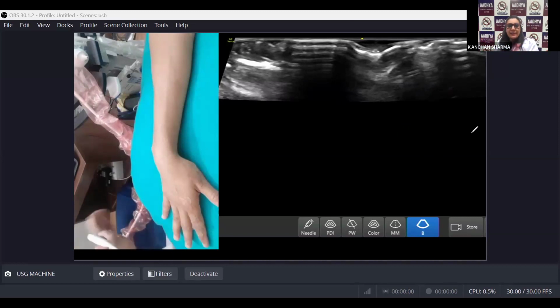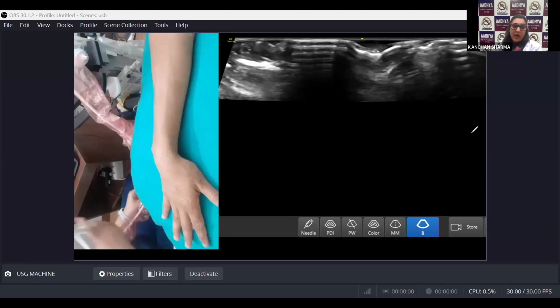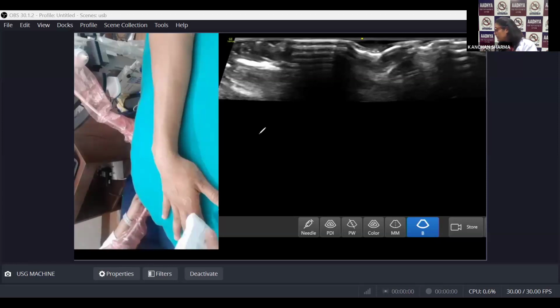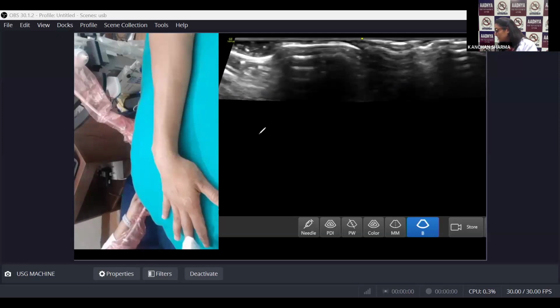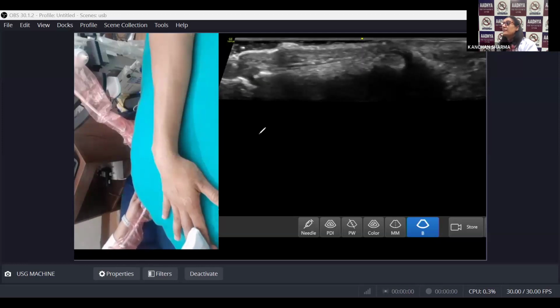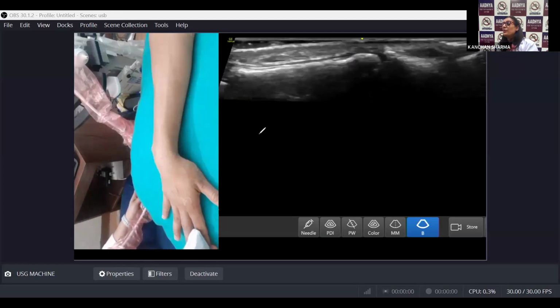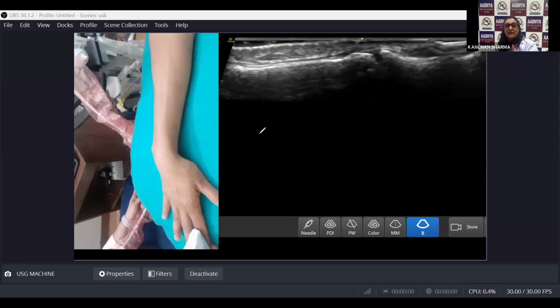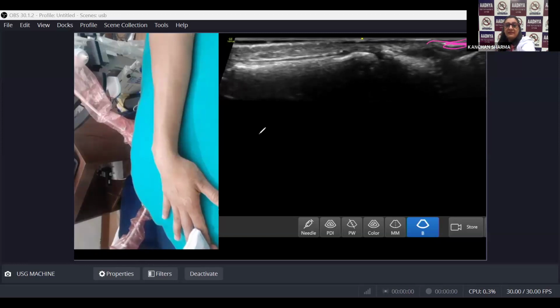I'll just tell you one thing: how exactly your eye should get accustomed to the USG picture. This is very, very important. Supposedly, I give you a picture like this. Anybody can tell me that this is the DIP. I'm seeing the nail bed here, the nail here. So you will never go wrong.